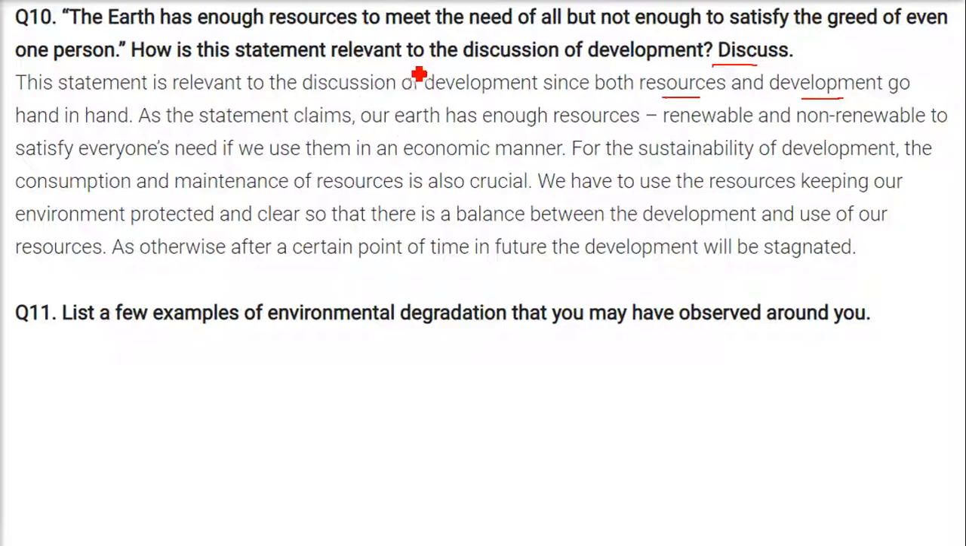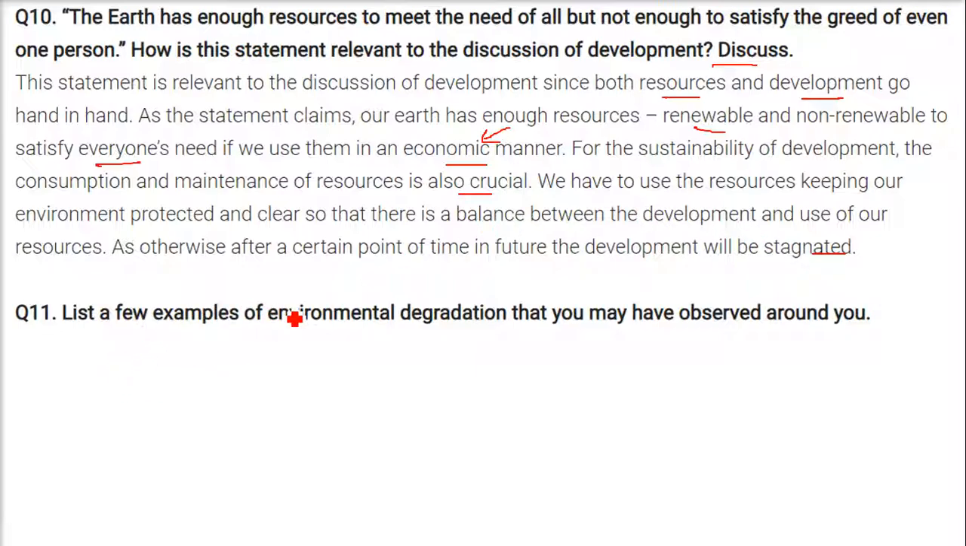This statement claims that our earth has enough resources, renewable as well as non-renewable, to satisfy everyone's need. If we use them in an economic, judicious and very helpful manner for the sustainability of development, the consumption and maintenance of resources is also very crucial. And this is in our hand. We have to use the resources keeping our environment protected and clean, so that there is a balance between development and use of our resources. Otherwise, after a certain point of time in future, development will be stagnated.